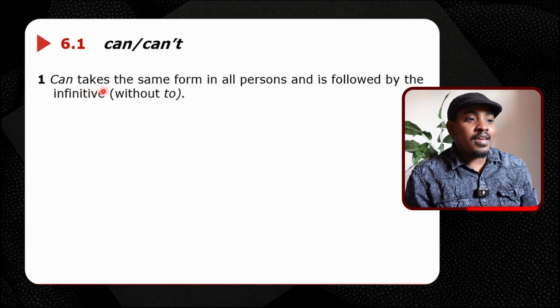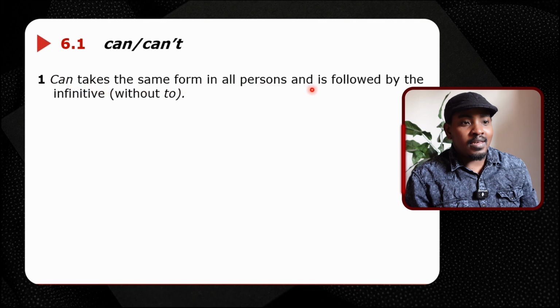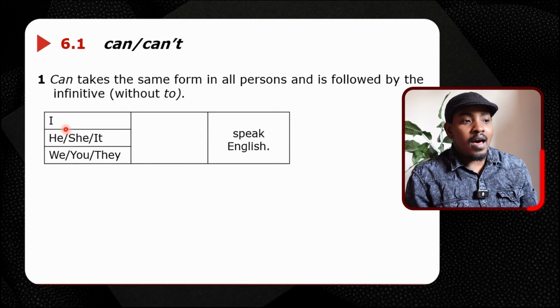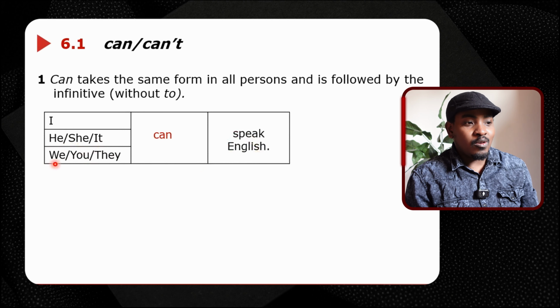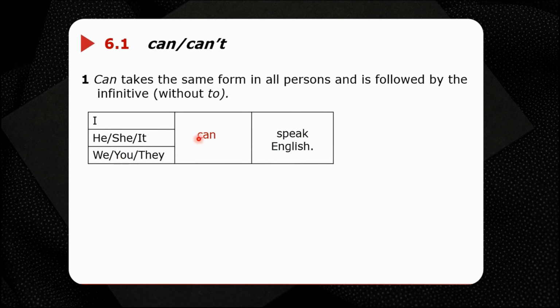Okay. Can takes the same form in all persons and is followed by the infinitive without to. For example, I can speak English. He can speak English. She can speak English. It can speak English. For example, we can speak English. You can speak English. They can speak English. Okay, I can play football. She can speak Italian. They can drive, for example.